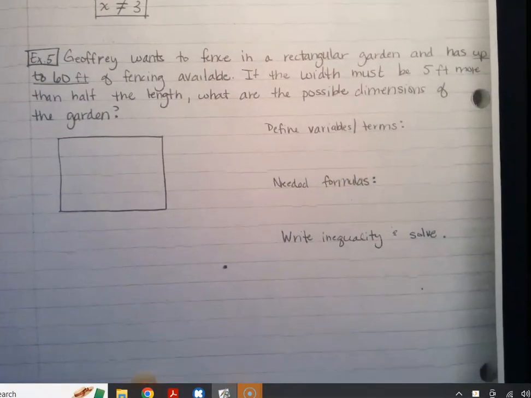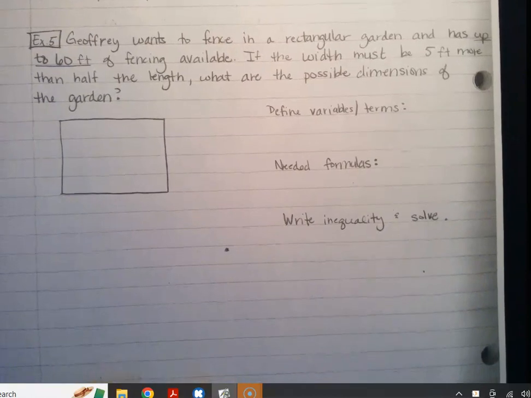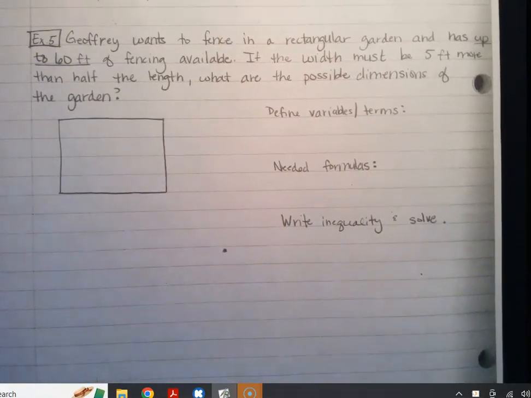I kind of drew a picture to get you started. This is a struggle, so I'm trying to spend more time on these. Sometimes it's like you should read and plan and solve and check. It's the plan part that we're really struggling with, and picking up the important thing from the reading. So Jeffrey wants to fence in a rectangular garden and has up to 60 feet of fencing available. If the width must be 5 feet more than half the length, what are the possible dimensions of the garden?